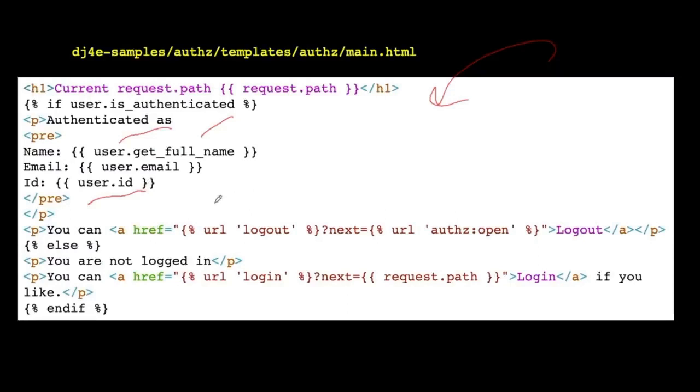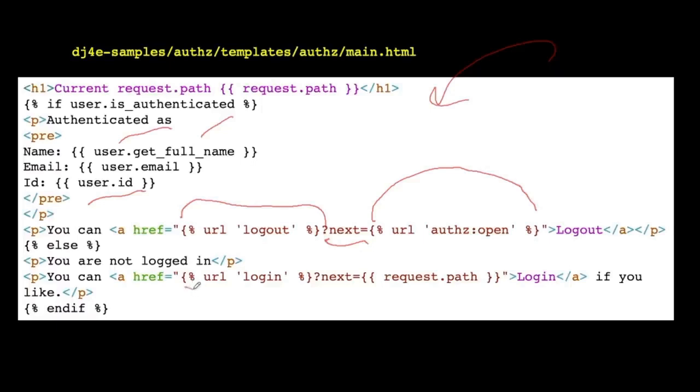But the thing I'm talking about now is you can get a URL, that URL tag that's looking up the name of a view. Log out is the name of a view. Log in is the name of a view. And then we have this question mark next equals. That's the parameter to say when you're all done with that login or log out, go back to this particular URL. That says go to the URL that's in the authz application, the view named open. And so that's one way of doing it.